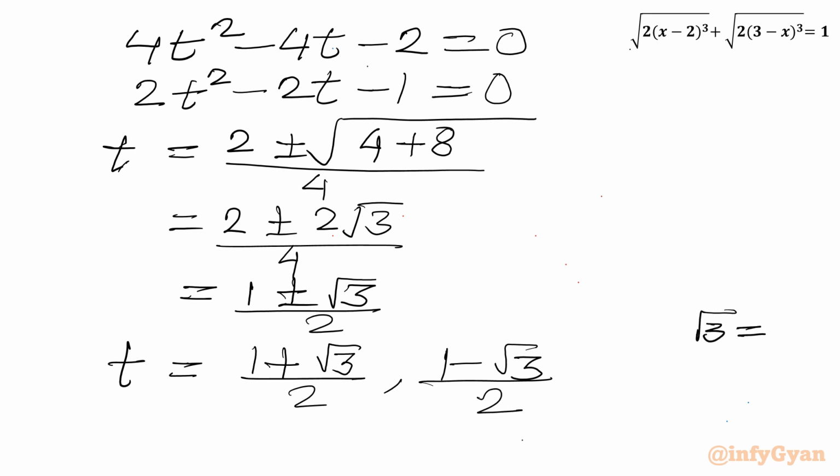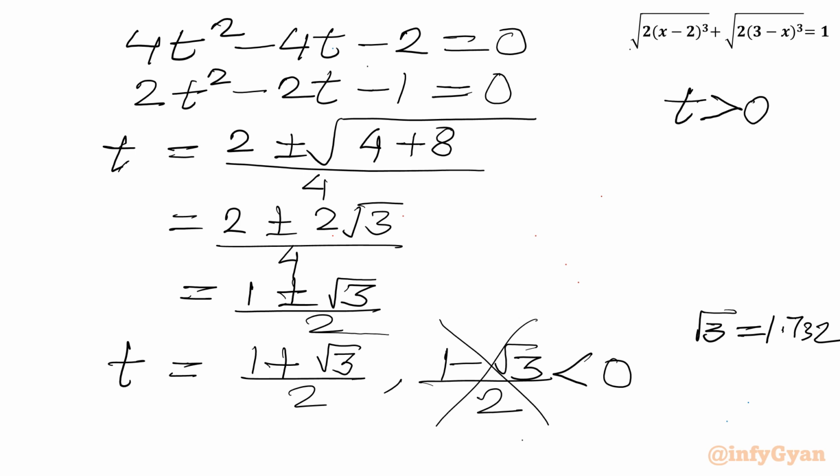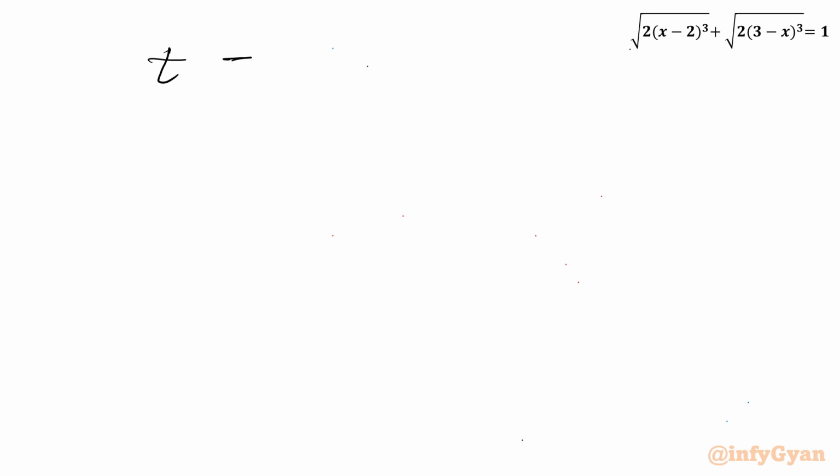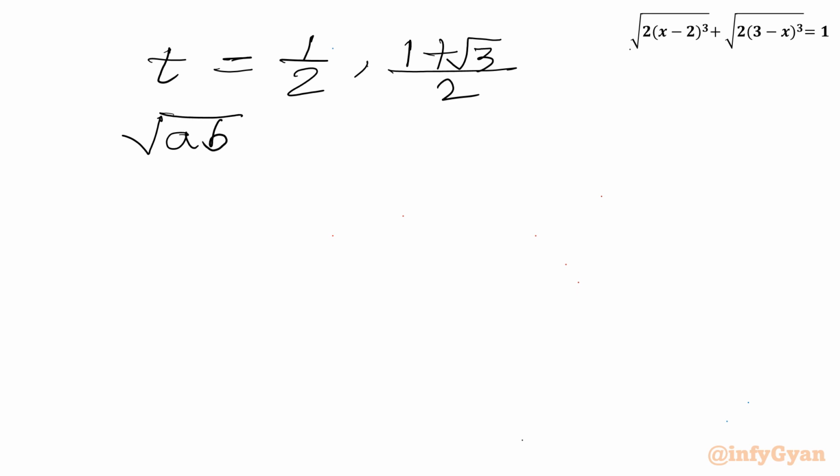As we know, root 3 is approximately 1.732, so this will be negative. The condition on t was that t should be greater than 0, so we will reject this. Only t = (1 + √3)/2 is accepted. So far, we have two real t: t = 1/2 and (1 + √3)/2. And t was our substitution, it was root AB, equal to 1/2 and (1 + √3)/2.